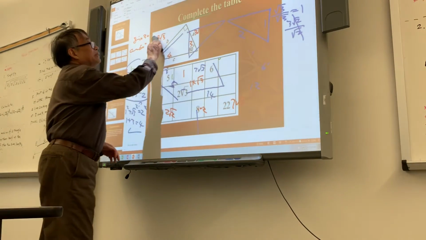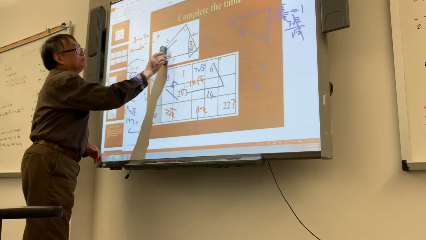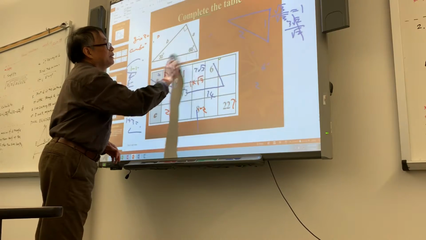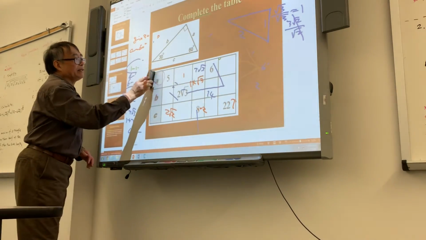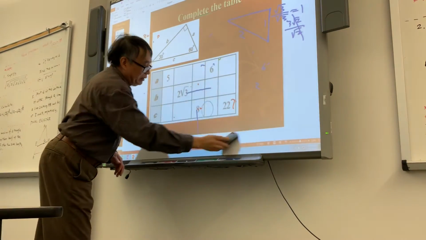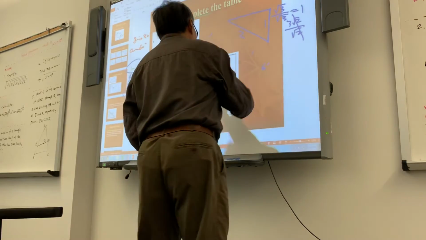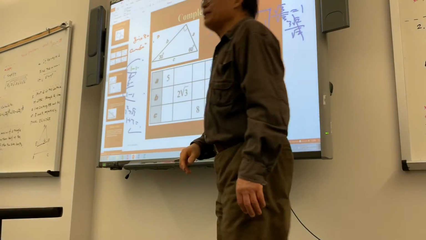If the question is a right triangle, 30, 60, 90 degrees, if it gives you A, you find B and C. If it gives you B, you find A and C. If the question gives you C, you get A and B. This is so important for us.